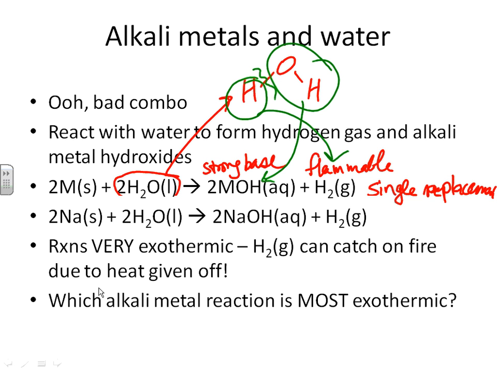Which alkali metal reaction is going to be the most exothermic? It's going to be the one that's most reactive, the one that has the lowest ionization energy. So this is going to be cesium. And if you're at this point saying, but Mrs. Julian, there's an alkali metal beneath cesium.